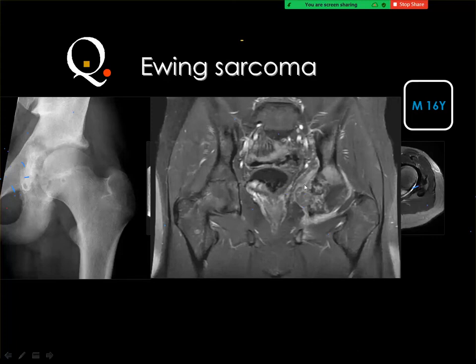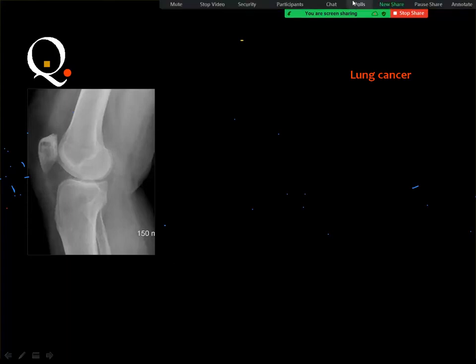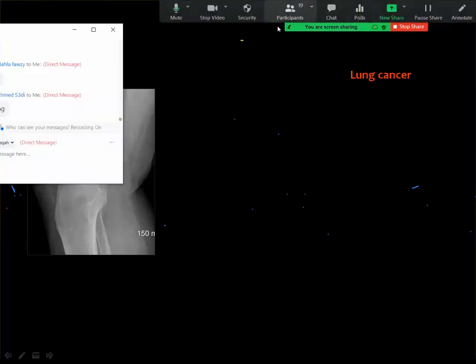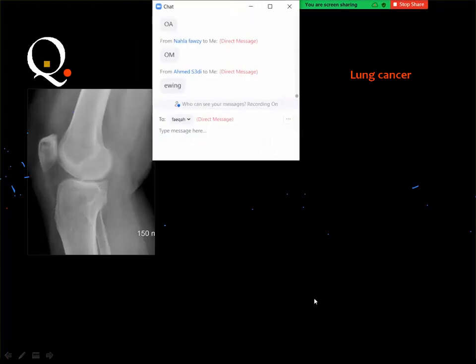One, you should remember this very carefully. One of the criteria of malignancy is the presence of an extraosseous soft tissue component. This patient had bronchogenic carcinoma, and this is the X-ray of the knee done because of pain.